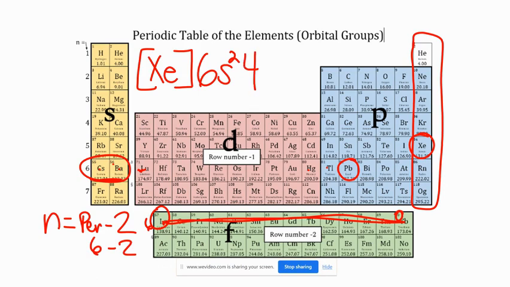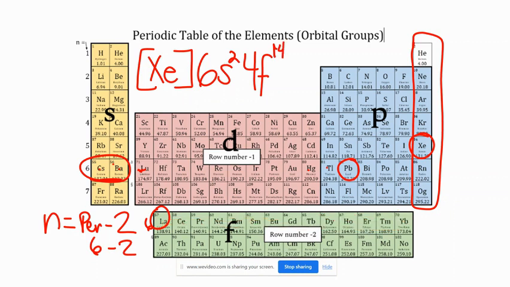What block am I in? F. And how many electrons do I need? I need all of these. How many are there? 14.